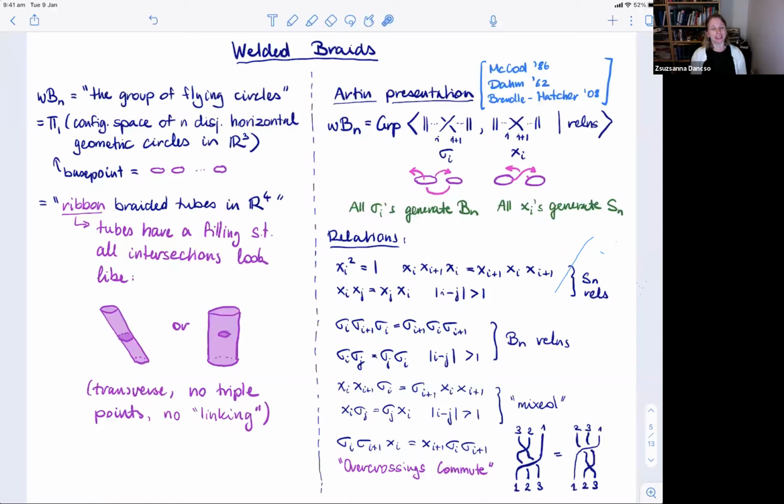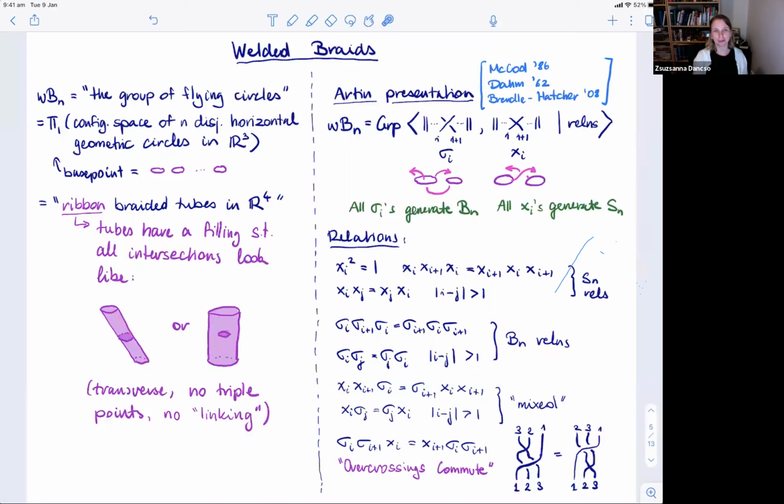So when you look at the configuration space, the fundamental group of the configuration space of these circles, what you're looking at is loops. So basically a movie that starts out with this configuration and then comes back to this configuration. And if you just stack the frames of that movie on top of each other, you get some tubes in R4. And these tubes, there's some braiding of these tubes, and that braiding has some special property, which is that you can fill the tubes to make solid tubes.